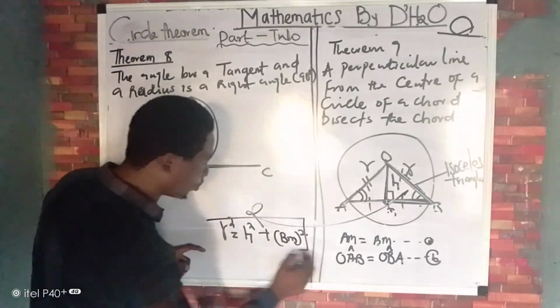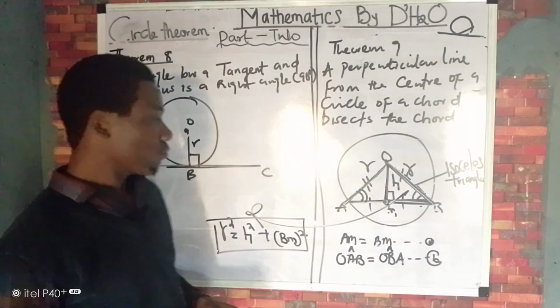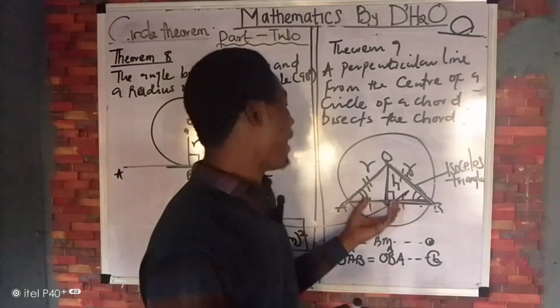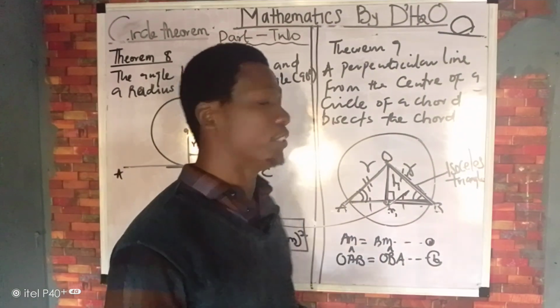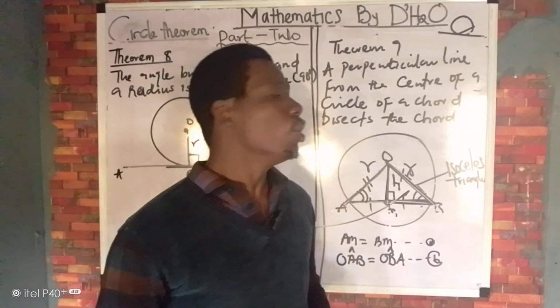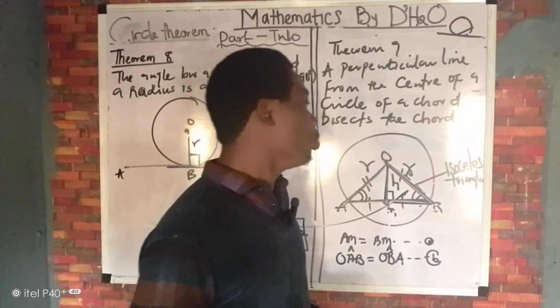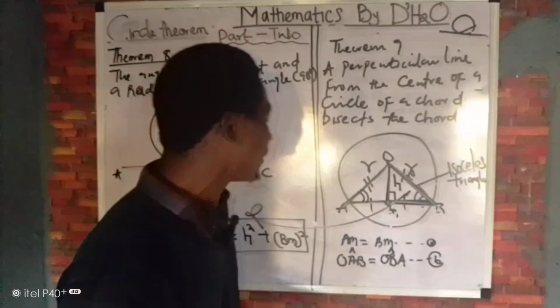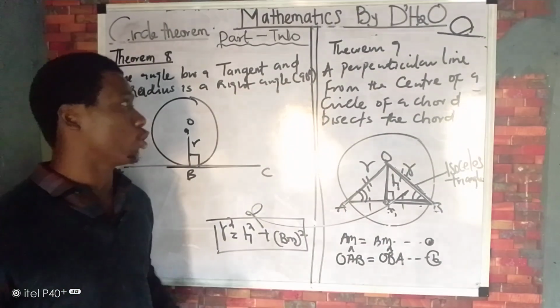So this must be noted: when you have an isosceles triangle in the center of the circle, such that you have a perpendicular bisector that bisects the chord, you can use Pythagoras theorem to determine any of the parts that is missing. Please, this must be noted.